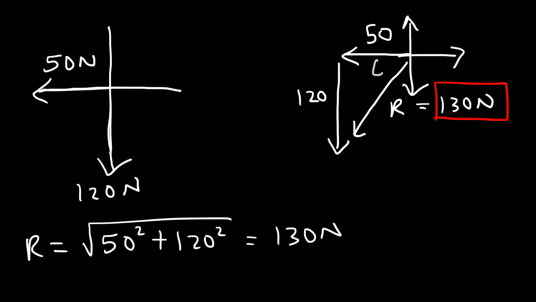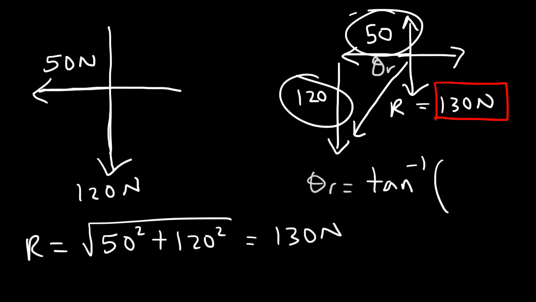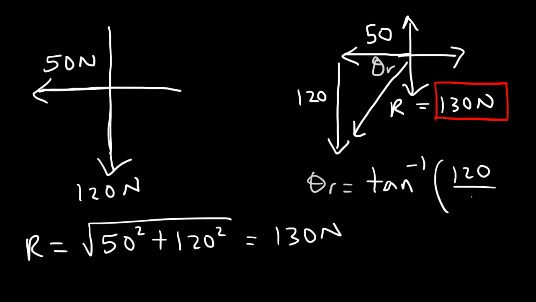So first, let's find a reference angle. To find a reference angle, use the arctangent formula. Take the force in the y direction, divided by that in the x direction, but make it positive initially. This will give you an acute angle between 0 and 90, and then you could adjust it later. So arctan 120 over 50 will give you a reference angle of 67.4.